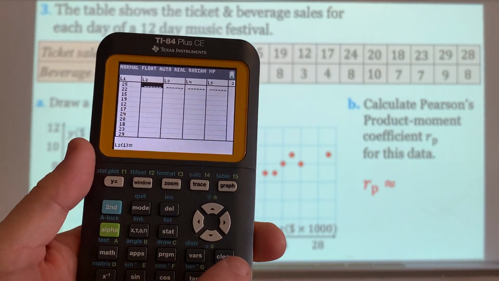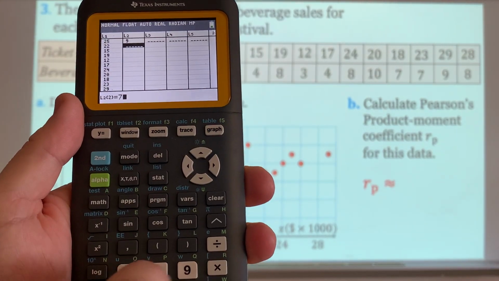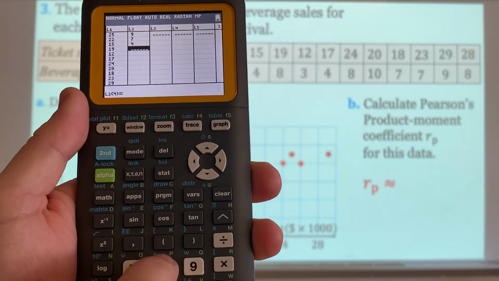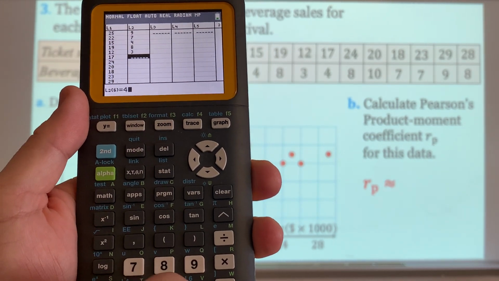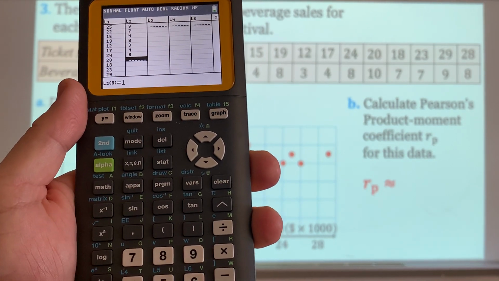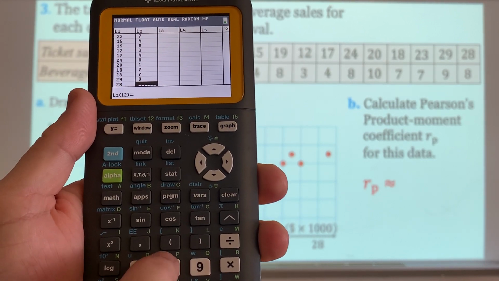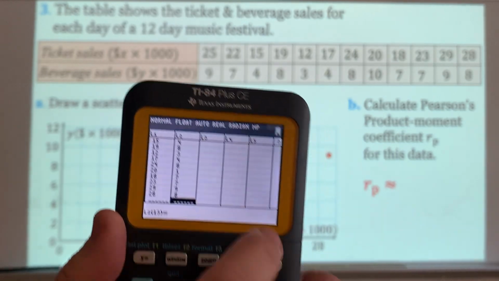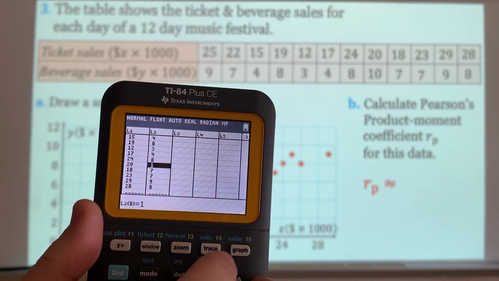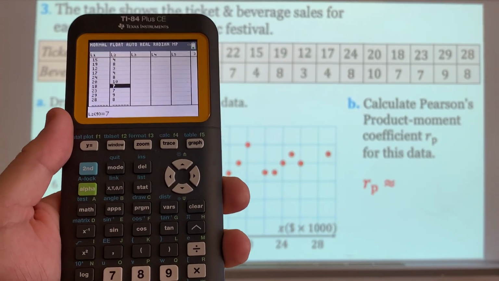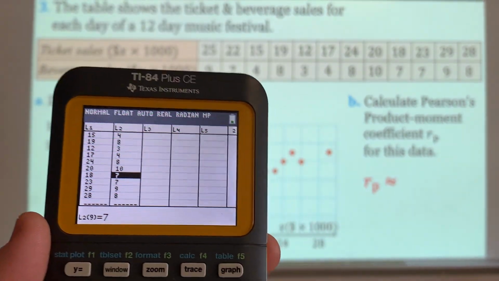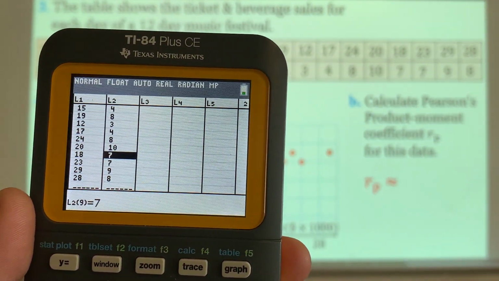Press to the right. 25, good. I'm going to do my second column. 9, 7, 4, 8, 3, 4, 8, 10, 7, 7, 9. Told you, knew I missed one. All right, so you should have all of your numbers nice and typed in, right?